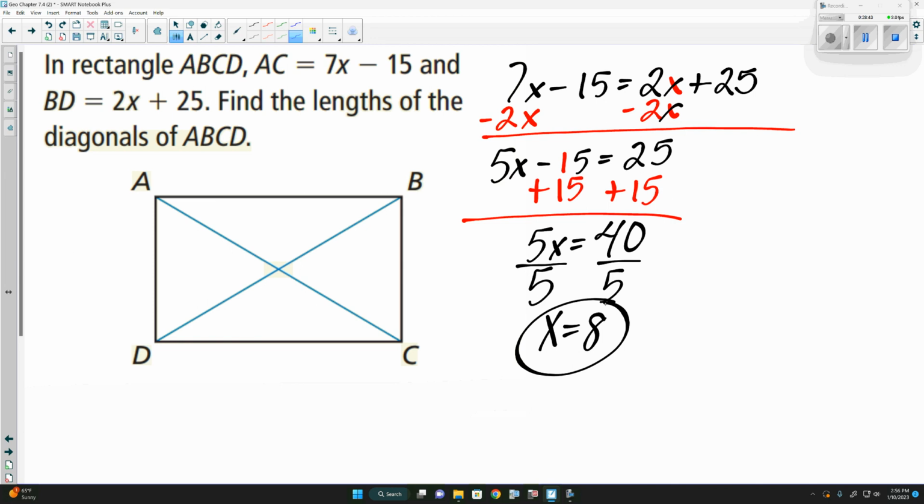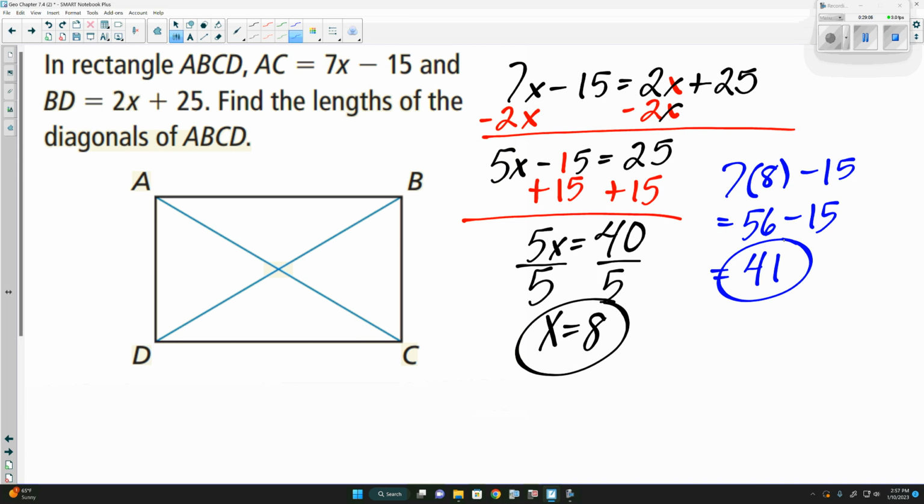Now we need to plug it back in. Does it matter which one we plug it into? No. Which one would y'all prefer to plug it into? 7 times 8 minus 15. Well, 7 times 8 is 56 minus 15 is, so the diagonal length is 41. And really, we don't have to step that out one at a time, because once we get 7 times 8 minus 15, plug it into the calculator, let it do it. Yeah. Questions on this here? Questions on any of this so far?